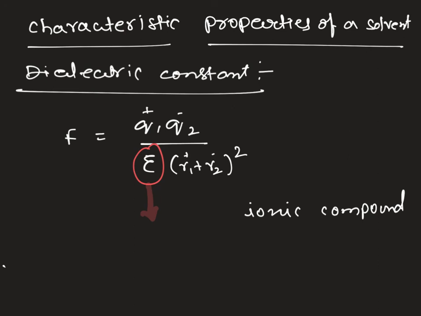So these are some of the characteristic properties of solvents and their types. Next class we will start with one of the non-aqueous solvents, liquid ammonia. With respect to liquid ammonia, we will discuss autoionization, some of the reactions in liquid ammonia, and the properties of liquid ammonia.